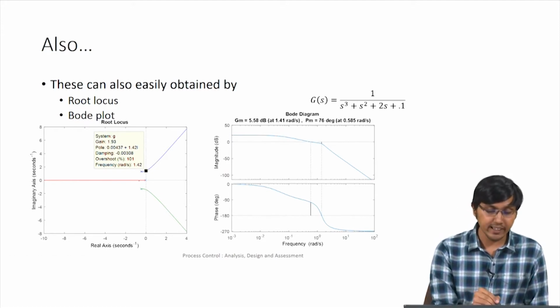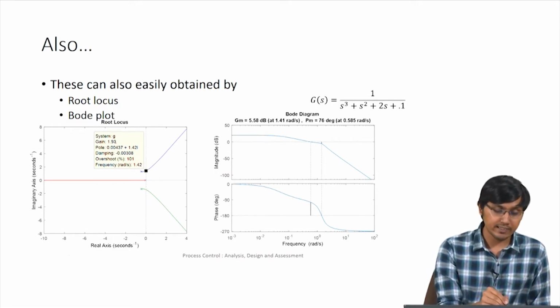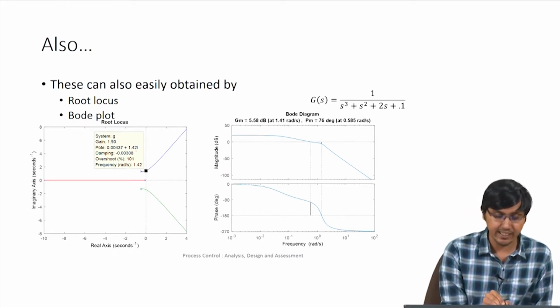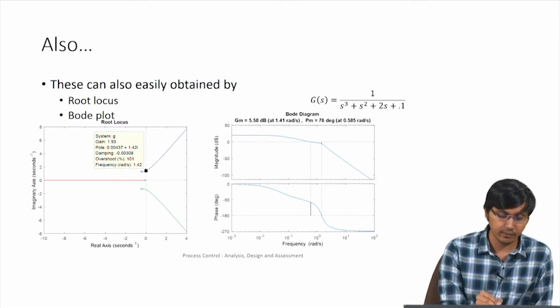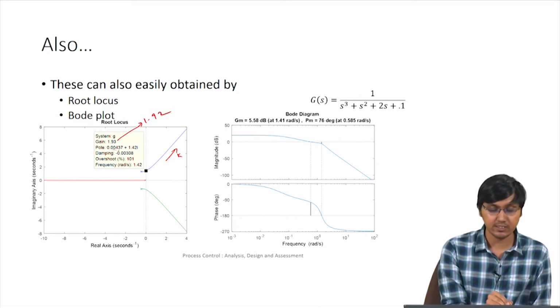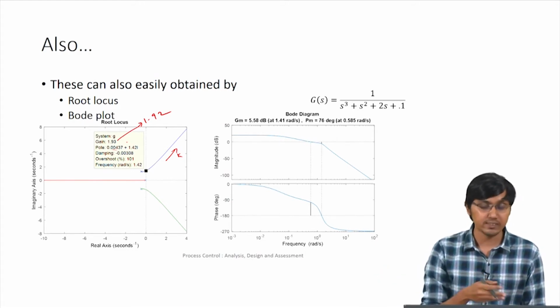As we vary the gain, it crosses the imaginary axis at a certain point, and the gain at that point is about 1.93. It's not exactly on the imaginary axis, it's somewhat tilted a little towards the right of the plane, but you can imagine it's close to 1.92 or something, because this pole is not exactly on the imaginary axis. If you decrease the gain, then you will get on the imaginary axis.